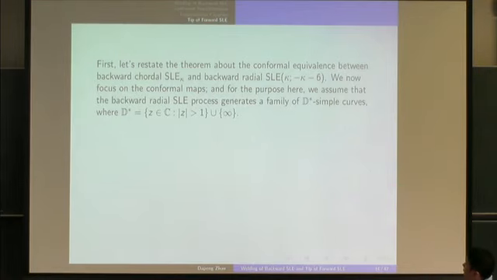First, let's restate the theorem about the conformal equivalence between backward chordal SLE kappa and the backward radial SLE kappa minus 6. I'll state the theorem again. We now focus on the conformal maps. And for the purpose here, we assume that backward radial SLE process generates a family of D star symbol curves. The D star is the exterior of the unit disk.